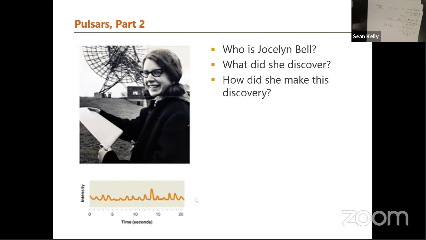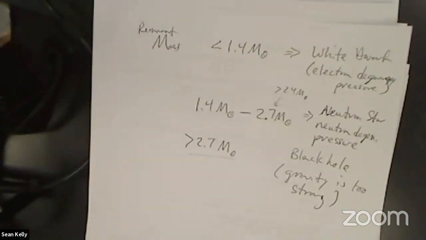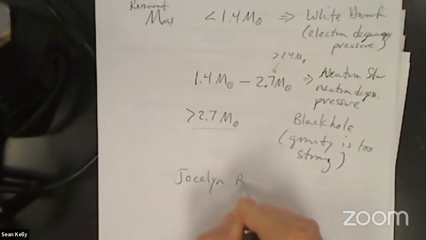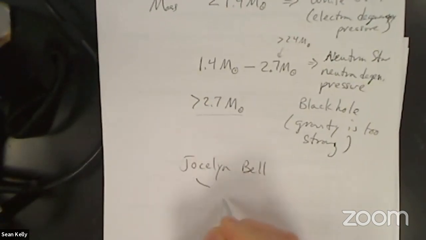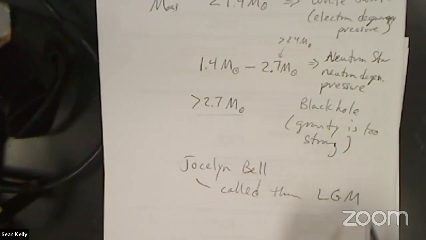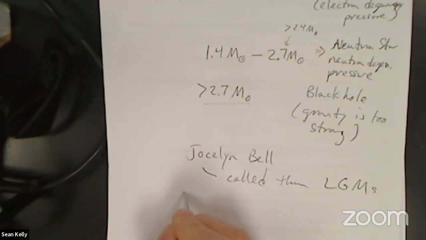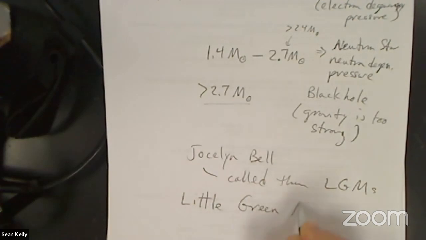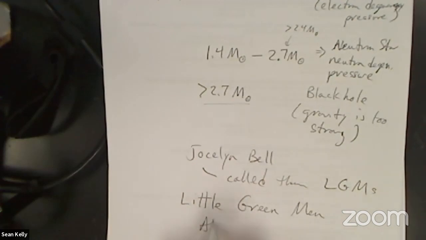And then they found 2 more signals, and they didn't know what they were, but you want to write down, this is my last little note for today, that Jocelyn Bell, with her radio telescope, saw these signals, and she called them LGMs, right? LGMs. What does LGM stand for? Some of you know this already. Little green men. They thought they were aliens.